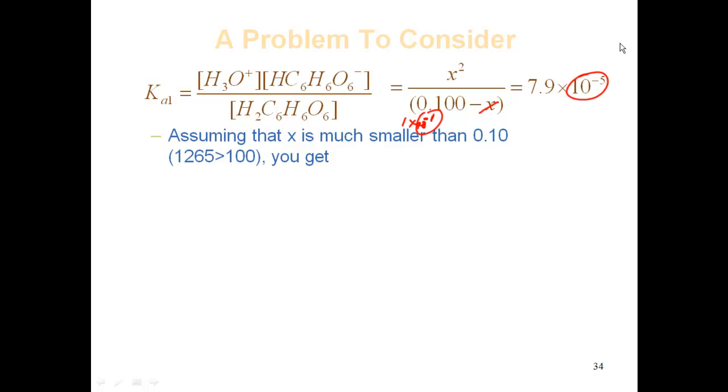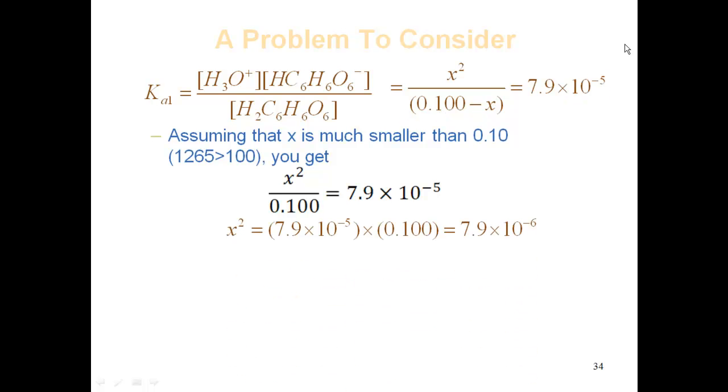And I see a factor of 10^4 difference, which means by our rules of 3 or more that we can neglect it. So once again, we can neglect X. Either way is fine for making the decision. Which gets us X squared over 0.1 is equal to 7.9 times 10 to the negative fifth. Mathematically, multiply it through by 0.1, which gives me 7.9 times 10 to the negative 6.